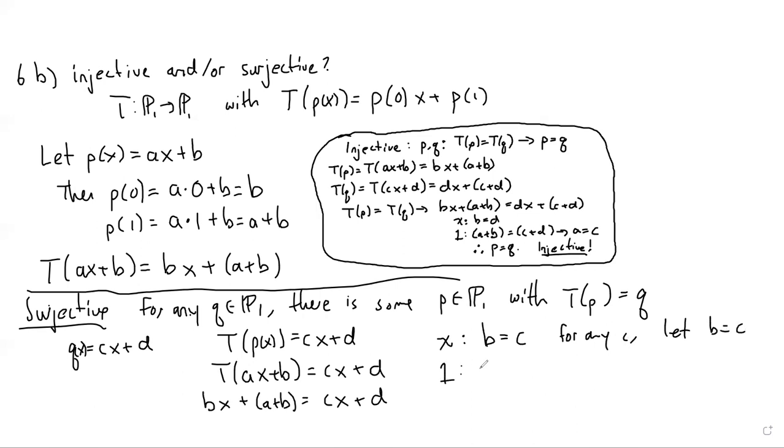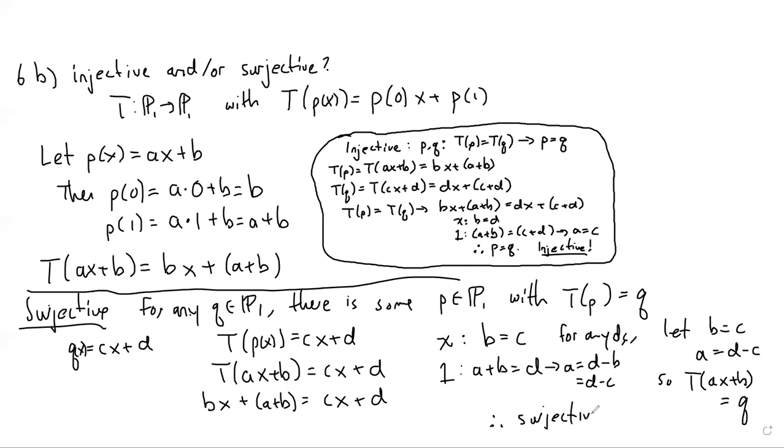And then for the constants, I need that A plus B equals D in this case. And that means that my A is D minus B, or D minus C. And so for any C and D, I'm going to let B be C and A equal D minus C, so that T of AX plus B actually maps to my Q polynomial. And that's what I found there. So therefore, it's also surjective. So it's both.